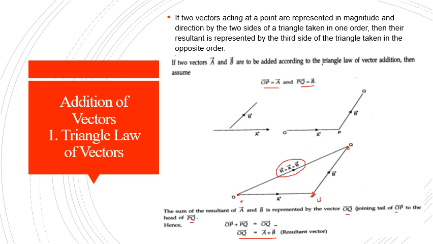Shall we read the statement again? If two vectors acting at a point are represented in magnitude and direction by the two sides of the triangle taken in one order, then their resultant is represented by the third side of the triangle taken in the opposite order. Hope you understood this, students.